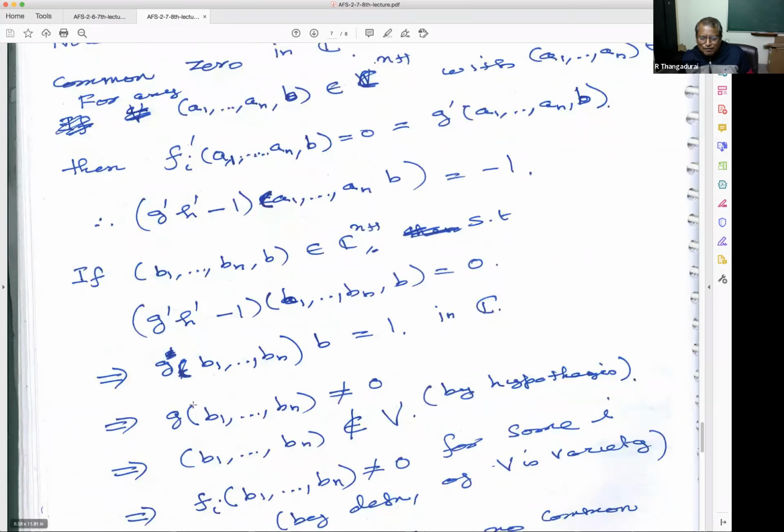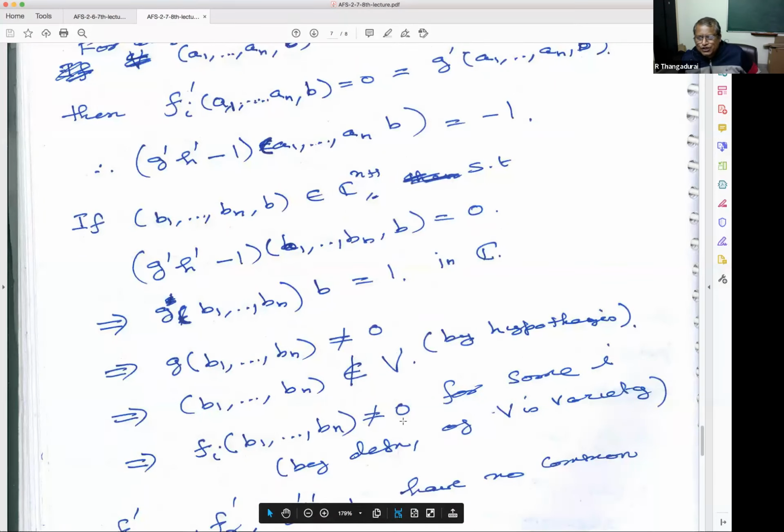If g of b1, b2, ..., bn is non-zero, it means this point (b1, b2, ..., bn) is not in the variety V. Why? If it were in the variety V, then g would vanish. That's the hypothesis. So once (b1, b2, ..., bn) is not in V, then the fi's are not going to be 0.